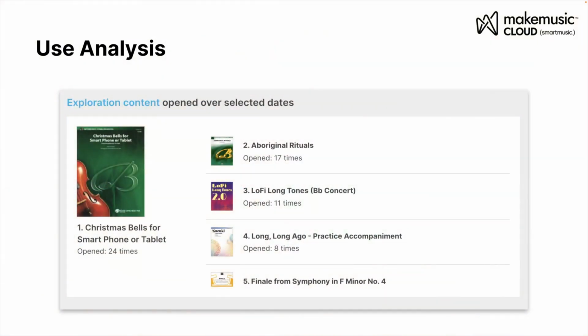Now here's the exploration content, and what this does, it tells you a lot of things. They're definitely going beyond what you've asked them to do. They're looking at other material. But look at that one piece called Christmas Bells for Smartphone or Tablet. So you notice the student opened it 24 times. That could be an indication that there's a strong interest in that piece. If you have enough of your students interested in that particular one, there's an incentive that you can work with. So this is a great opportunity for you to consider maybe doing that piece or offering it up as a reward for your students.